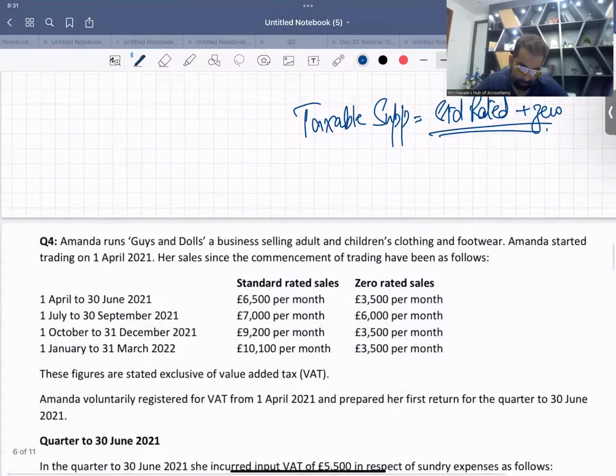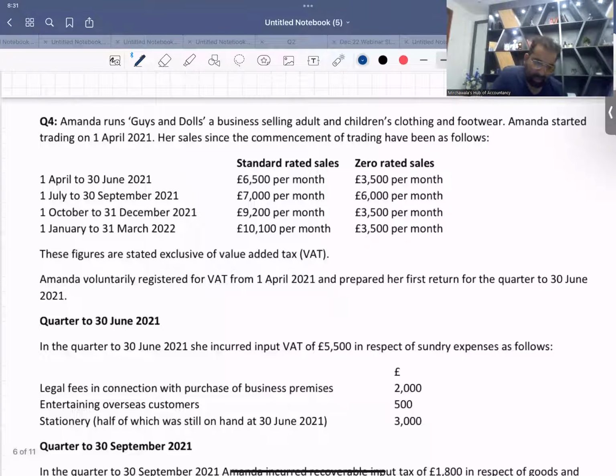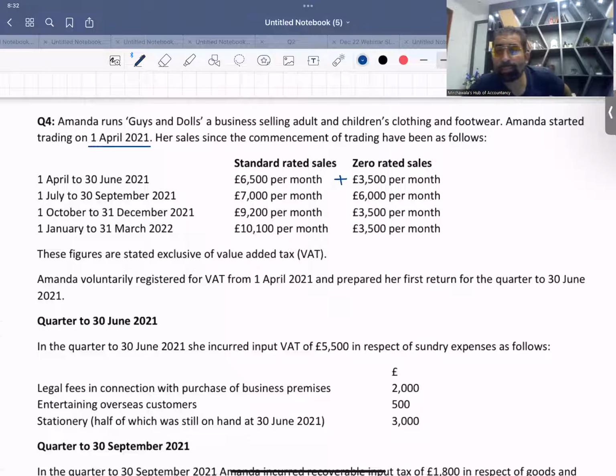Now what they are saying: Amanda runs Guys and Dolls, a business selling adult and children's clothing and footwear. Amanda started trading on 1st April 2021. Date is important. Her sales since the commencement of trading, from 1st April to 30th June, standard rated is 6,500 and zero rated is 3,500. Standard rated and zero rated both are taxable supplies.